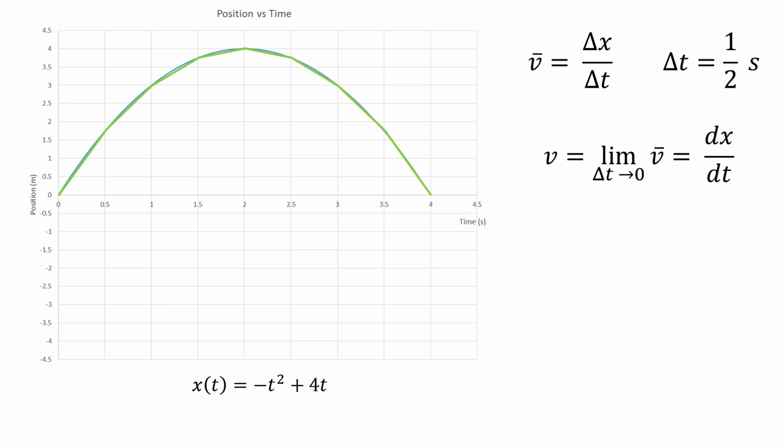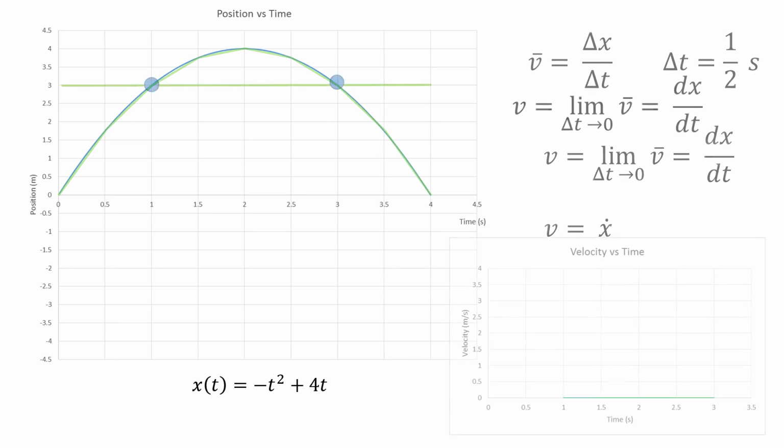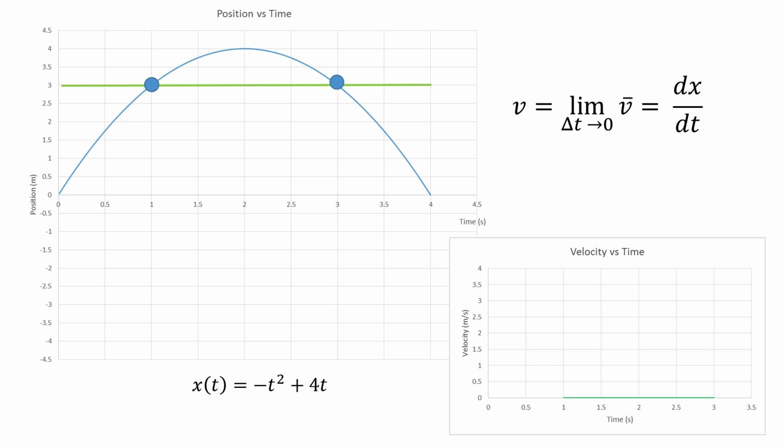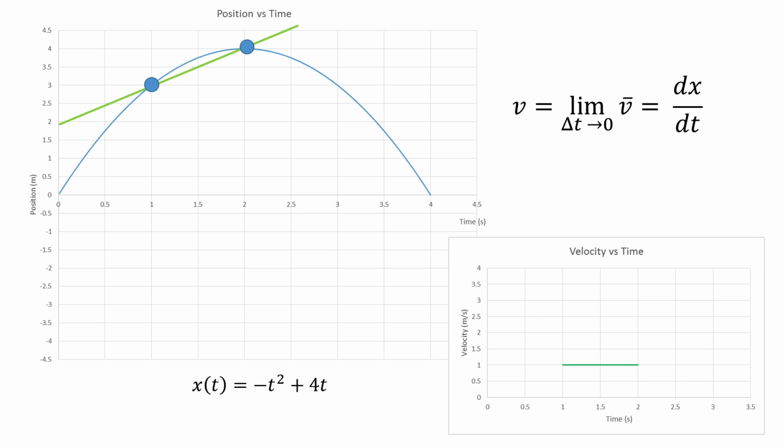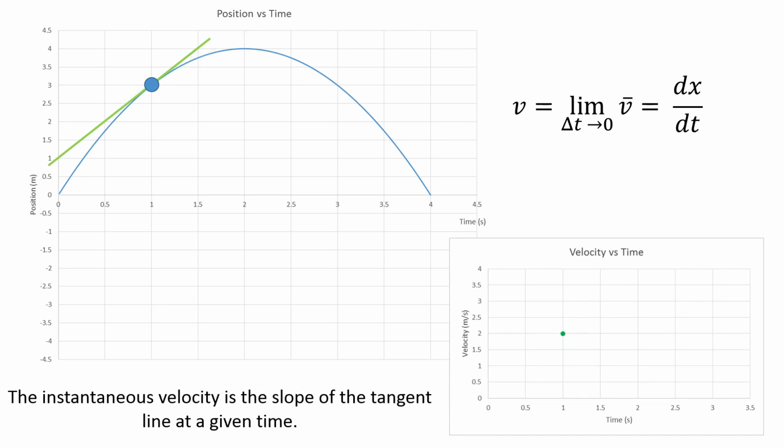Take a large time interval beginning at t equals 1 second. The slope of the line connecting the points represents the velocity of the object. Over a 2-second time interval, the slope is 0, even though the object itself has a non-zero velocity. As I decrease this time interval, the slope of the line approaches the slope of the function at t equals 1 second, until eventually the green line will intersect the function at only t equals 1 second, at which time I've found the instantaneous velocity of the object at t equals 1 second by finding the slope of the tangent line there. The instantaneous velocity is the slope of the tangent line at a given time.